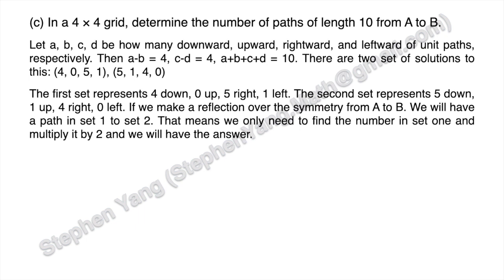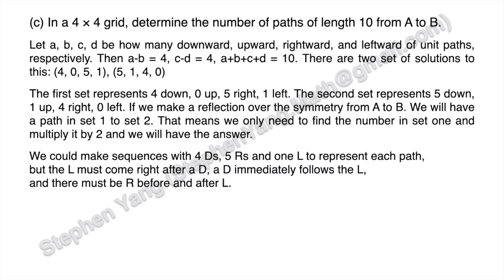If we make a reflection symmetry from A to B, we get a path in set 1 from a path in set 2, which means we only need to find the number in set 1 and multiply it by 2, and we'll have the answer. So now let's make a sequence with 4 D's, 5 R's, and 1 L to represent each path, for which D represents downward, R represents rightward, and L represents leftward.